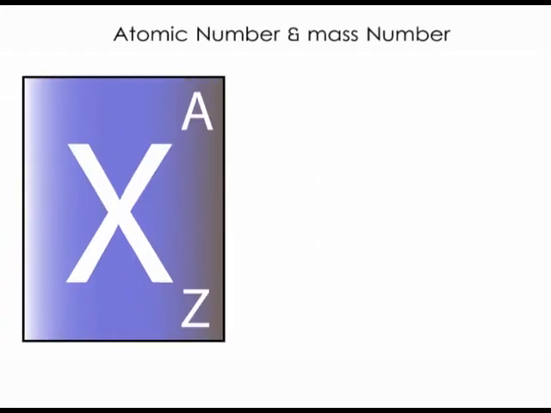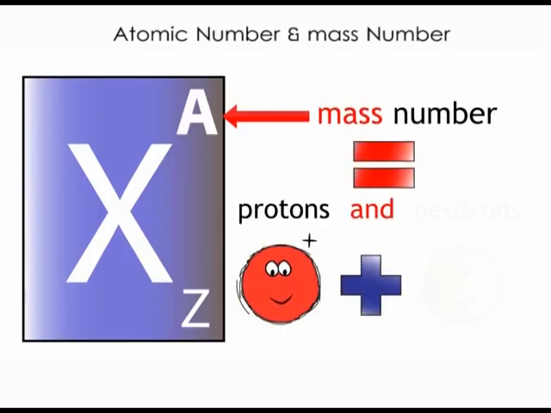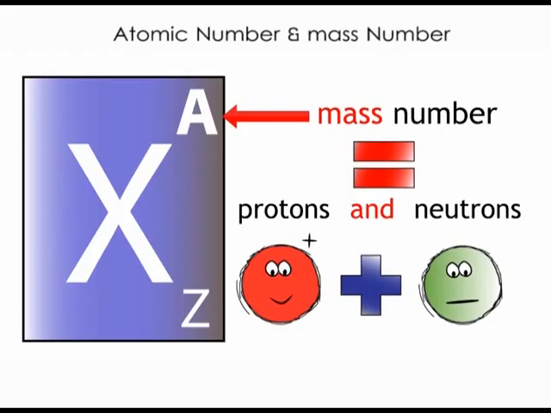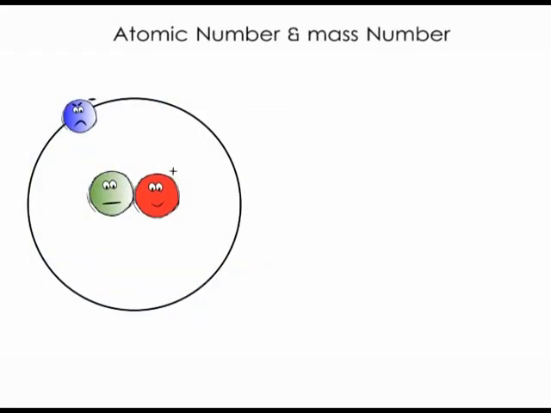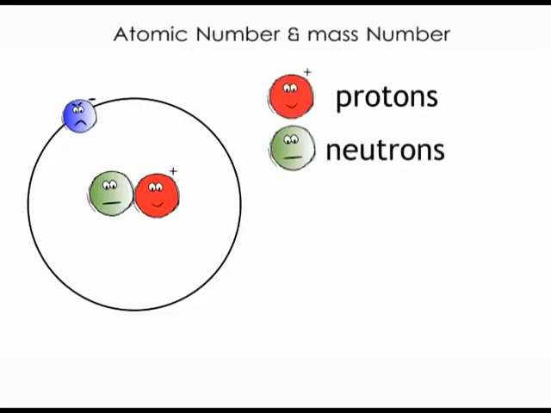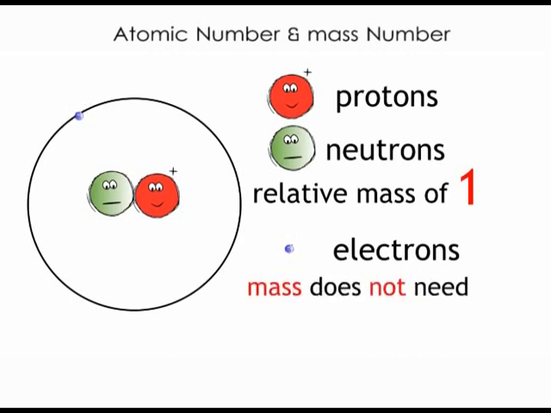The next number is the mass number. It has a symbol A. It tells us how many protons and neutrons are present in one atom of an element. We know that a proton and a neutron each have a relative mass of 1, and that electrons are so small that their mass is negligible.